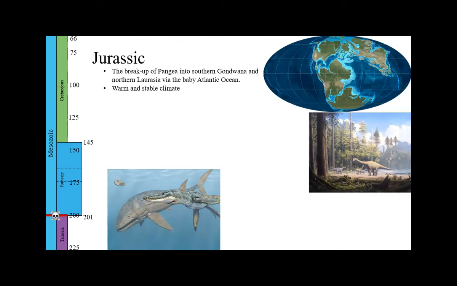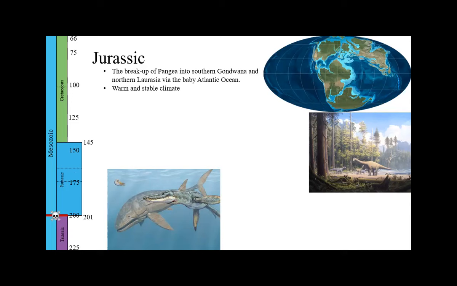I characterize the dominant story of the Jurassic as the breakup of Pangaea into a southern supercontinent, which gets called Gondwana. You guys have probably heard that word before, Gondwana, that's the southern continents. And Laurasia, which is the northern continents, North America, Europe, and most of Asia. And so that breakup starts in the Jurassic and keeps going. The pattern of continental separation is extremely important and informs a lot of the biodiversity we end up seeing.